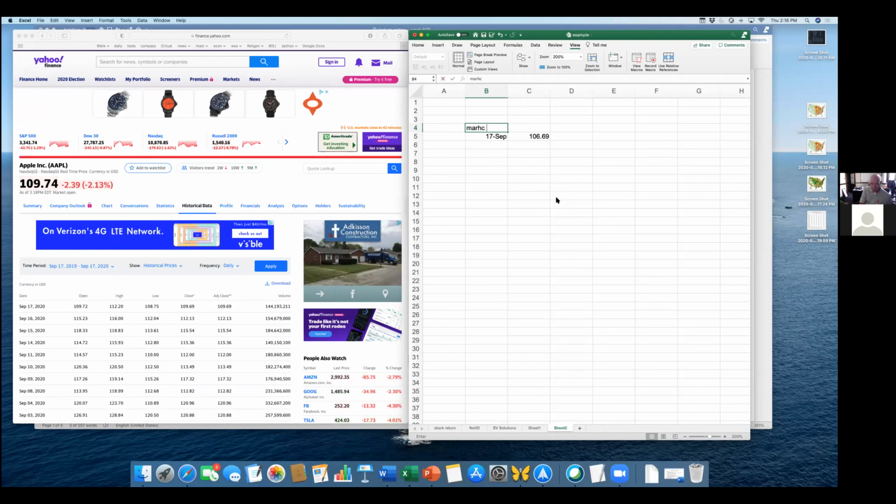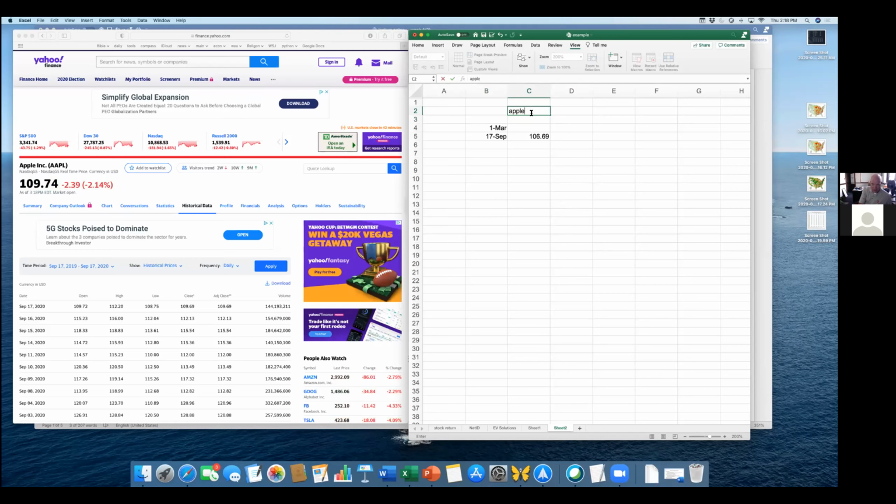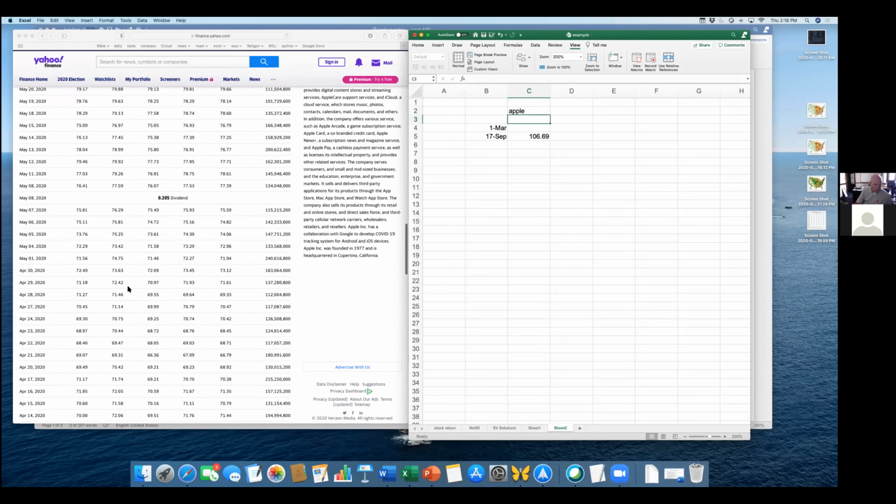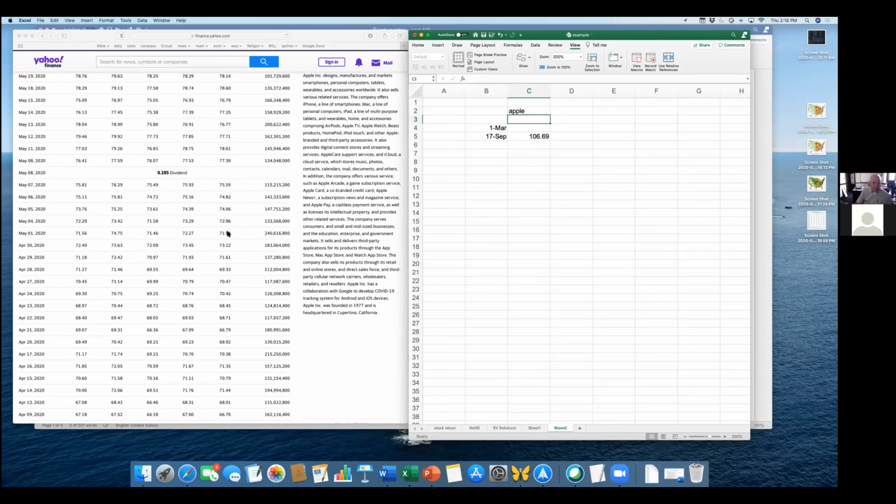Now let's go back pre-COVID, March 1. And this is going to be Apple. So I'm going to take the adjusted closing price on March 1. And on March 1, we had 71.93. All right. That's roughly 6 months ago. I'm just going to put percent change here. And as we're looking at percent change, we are going to go September 17th, 106.69, divided by 71.93, subtract one. That stock has gone up 48% in that period.